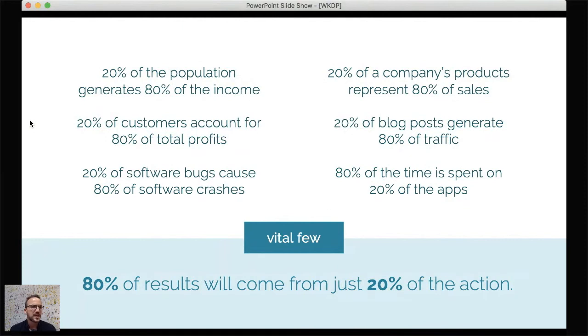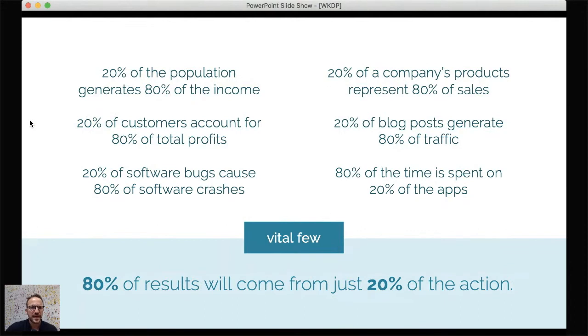So 20% of the population generates 80% of the income. 20% of customers account for 80% of total profits. 20% of a company's products represent 80% of sales. If you are involved in startups and companies, you probably know that rings a bell, and it's very likely true, right? You can think of companies as large as Apple, right? Not all products sell the same, right? So there's a subset of products that accounts for a large majority of the revenue of the sales.